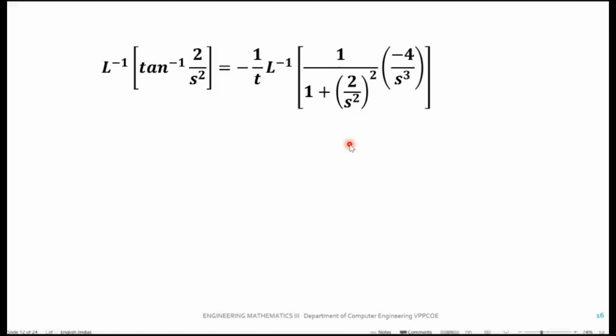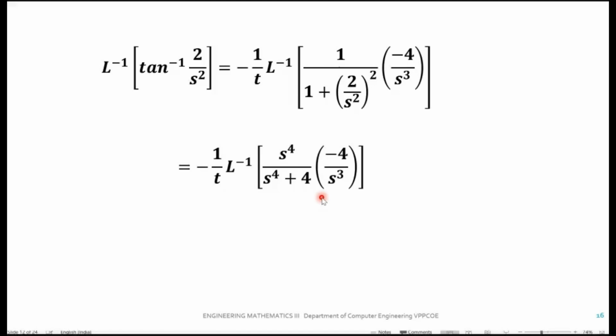Okay, correct. What will come here: s raised to 4. If I take the LCM, I will get s raised to 4 plus 4, and this s raised to 4 will go to the numerator. That s raised to 4 and this s cube will get cancelled, and I will have only s in the numerator. Already minus 4 is there. So minus 4s upon s raised to 4 plus 4.